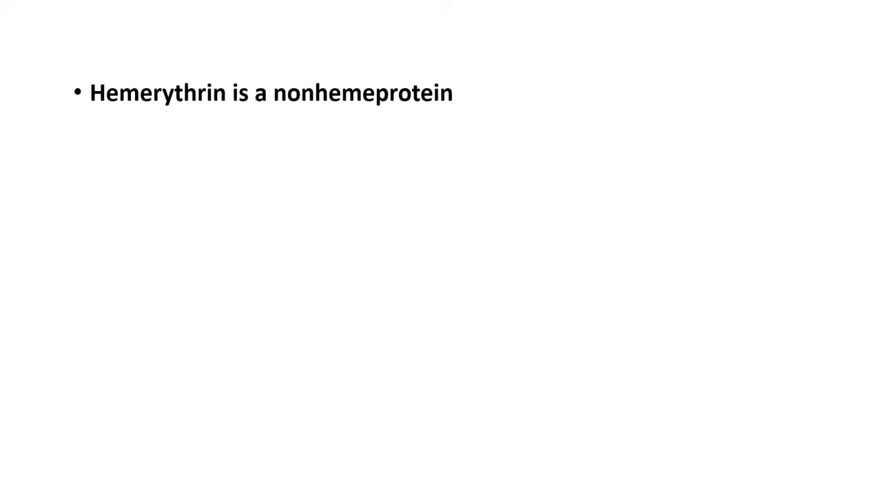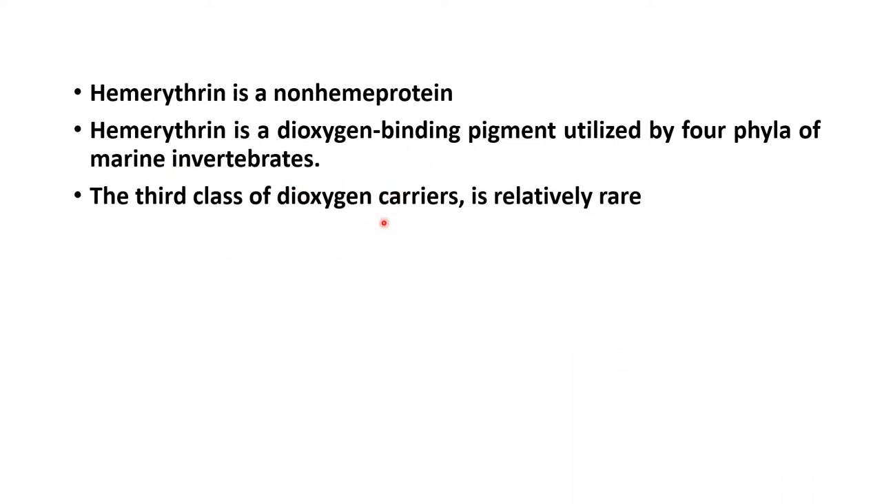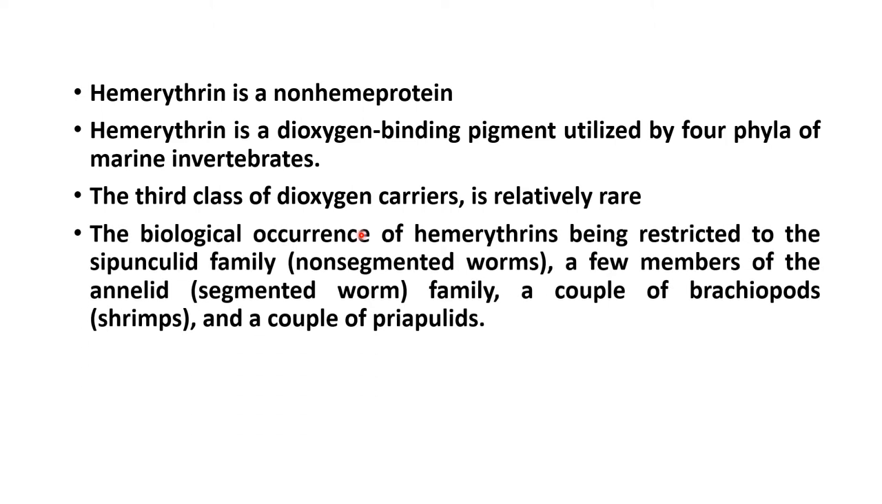Hemerythrin is a non-heme protein; it does not contain any heme unit. Hemerythrin is an oxygen binding pigment utilized by four phyla of marine invertebrates. The third class of oxygen carriers, known as hemerythrin, is relatively rare compared to the other two oxygen carriers, hemoglobin and hemocyanin. The biological occurrence of hemerythrins is restricted to the sipunculate family, that is non-segmented worms, a few members of the annelid, that is segmented worm family, a couple of brachiopods, shrimps, and a couple of reptiles.